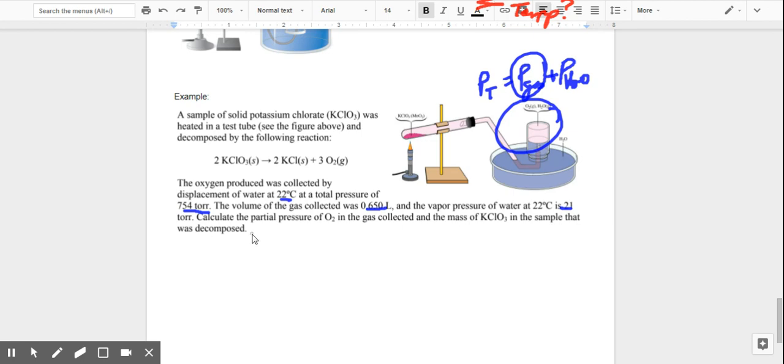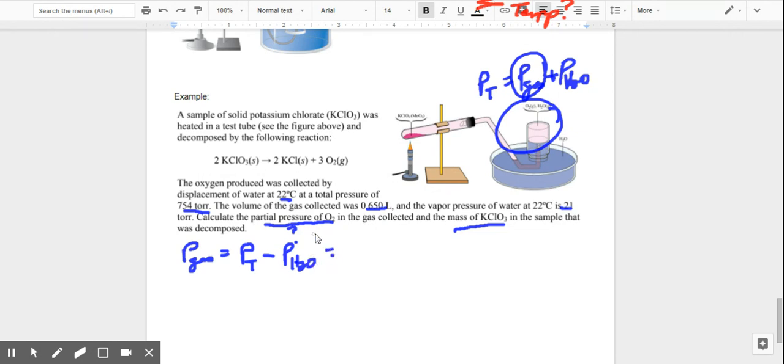Calculate the partial pressure of O2, and we also want to figure out the mass of this KClO3 that was in the sample that decomposed. So there's two questions we're trying to ask here. First of all, for the partial pressure of O2, that's the pressure of the gas collected, we're going to take the total pressure and we're going to subtract the pressure of the water according to its temperature.